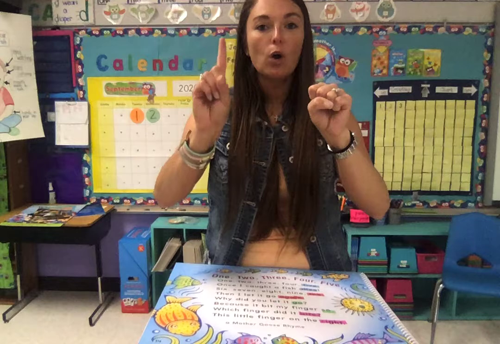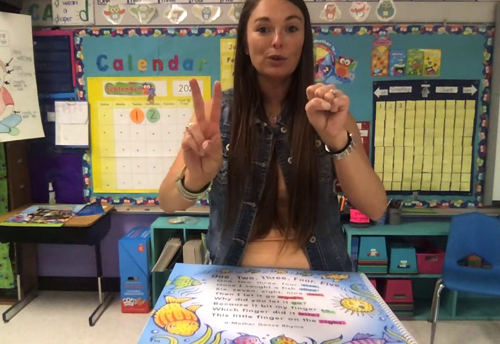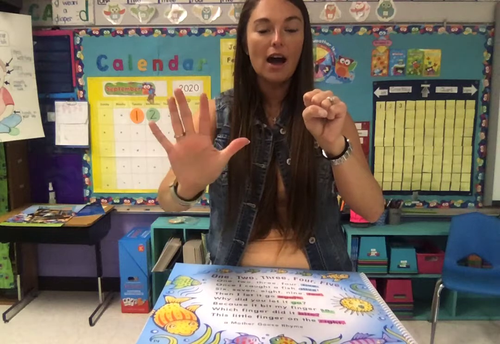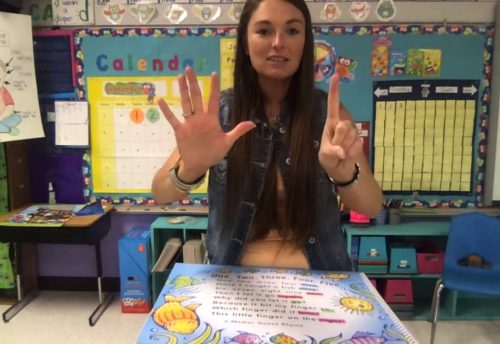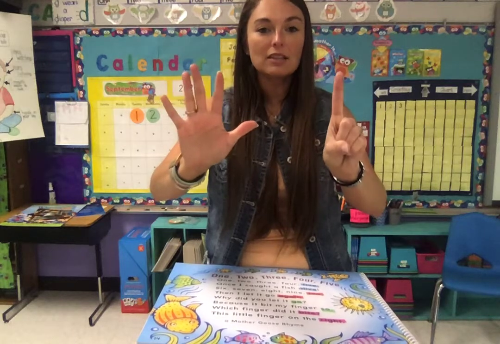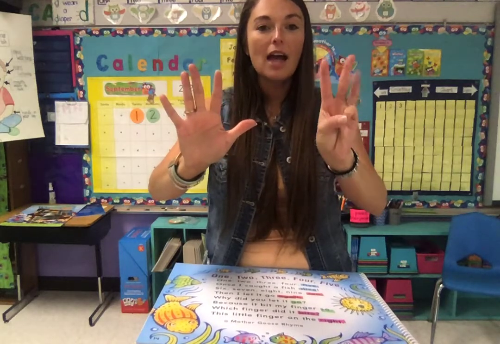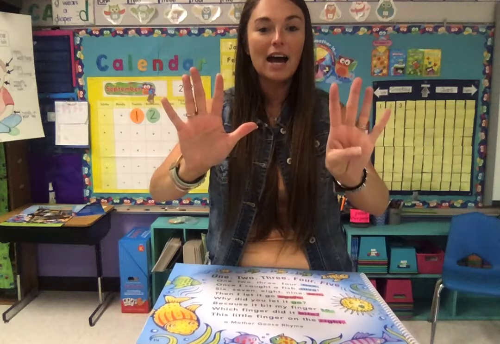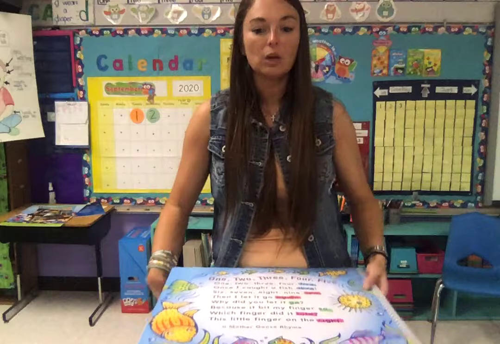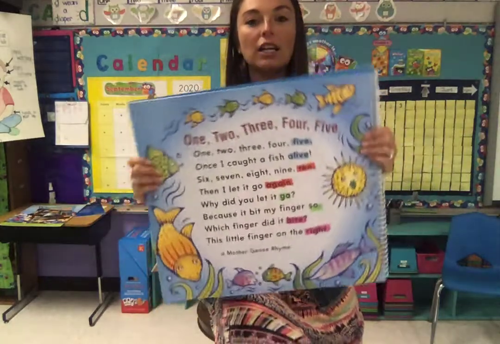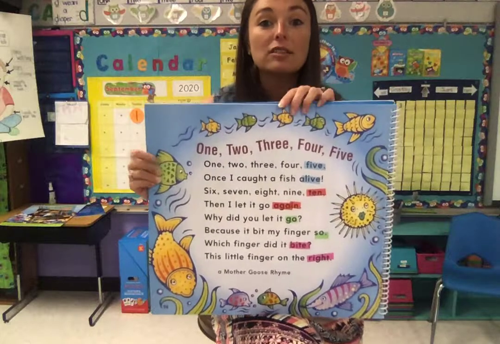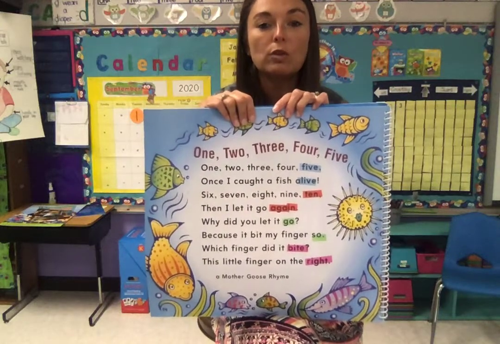Ready? We have 1, 2, 3, 4, 5, 6. When you do 6, make sure you start with your pointer finger. We've got 6, 7, 8, 9, 10. So we have 10 fingers, and there were 10 fish in our story. Okay? So we've talked about some numbers today, numbers 1 through 10.